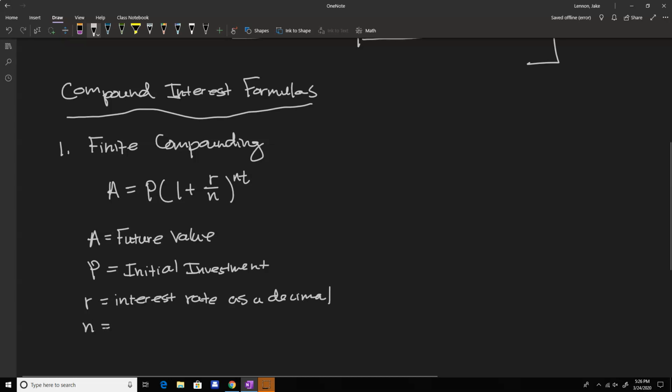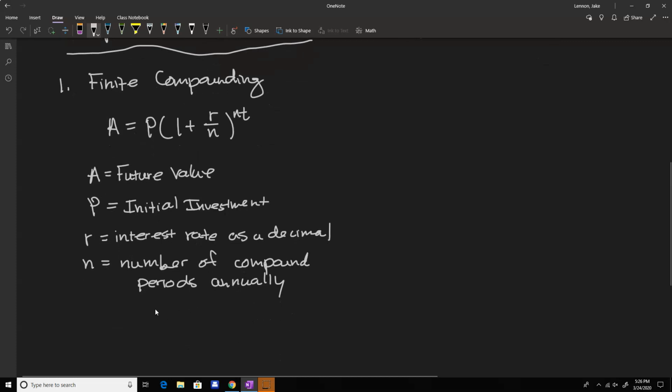N is the number of compound periods annually. And the last thing, t, is the time that the principal is invested in years, so time in years.